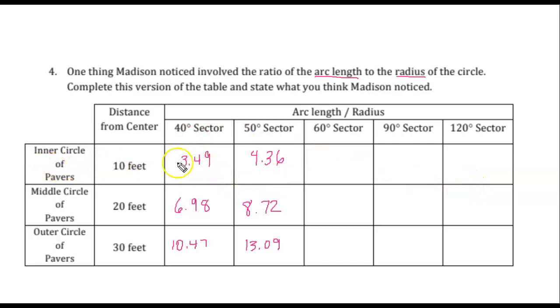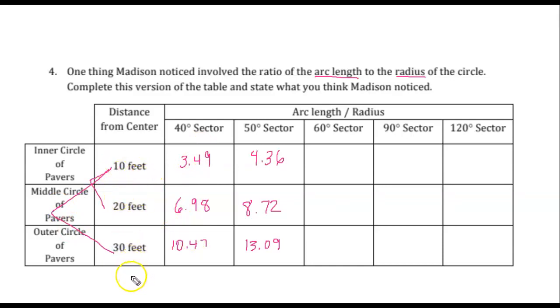One of the things that I notice is that if this is 3.49, 6.98 is twice that. And 2 times 4.36 is 8.72. It looks like the ratio for the 10-foot is exactly half of the ratio for the 20-foot. This would make sense since 20 feet is actually twice as big as 10 feet. Does that work for the 30-foot? 3 times 3.49 is 10.47. It seems to be consistent. These ratios are proportional to the difference in the radius.